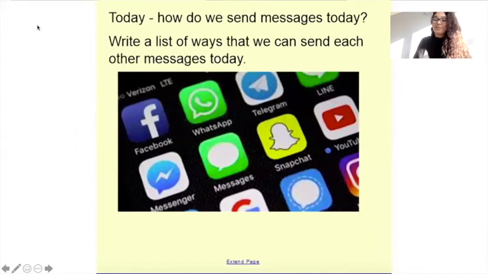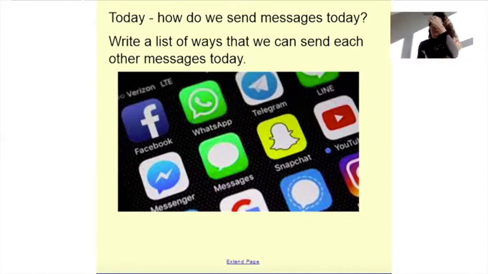Now, some ways in which we can send each other messages today are by using these apps that you can see here. So you've got Facebook, WhatsApp, Messenger, Messages, Snapchat, YouTube, Instagram, Gmail. So you've got lots and lots of different methods of sending messages today. And they're all used in very different ways as well.